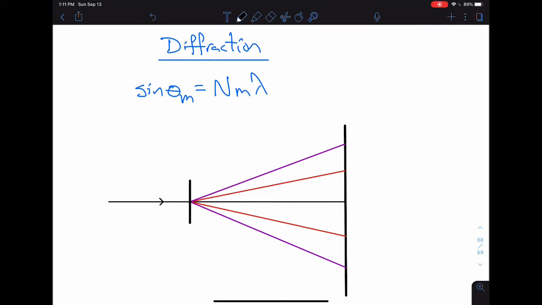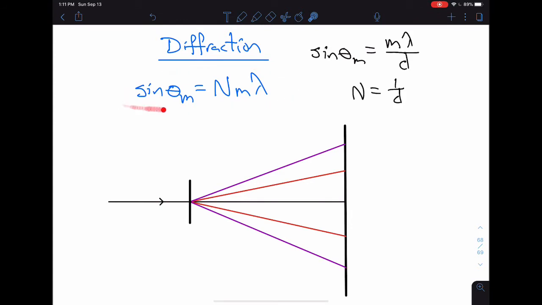If you look in other textbooks, they usually write this formula like so. Sine of theta sub m equals m lambda over d. And you can see that looks different than ours. It turns out that N equals 1 over d. I prefer to express the formula in this way because when you look at a diffraction grating, this is the value that is stated on the diffraction grating. They tell you N. They don't tell you d. They tell you the linear line density. So that's why we use this formula in this course.